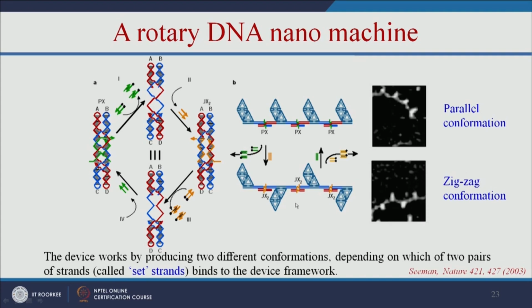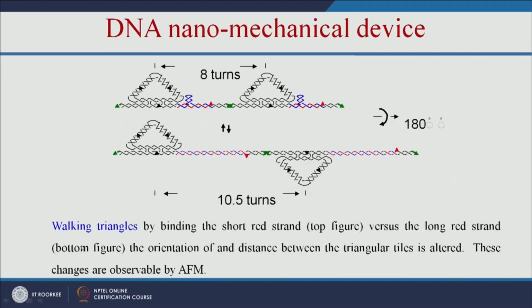So here your DNA is acting like your fuel. Based on the DNA, it will have a rotatory motion. Next example is walking triangle.